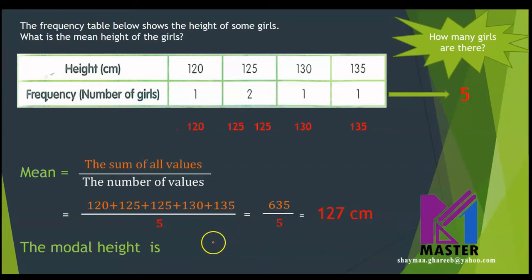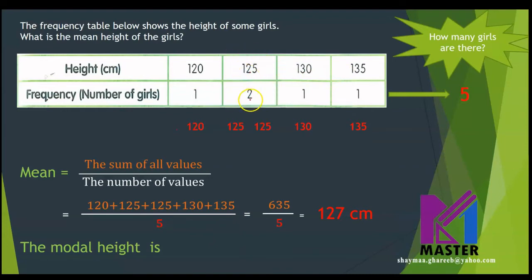What about the mode height here? Do you remember the mode? It's the same as mode, which means the most repeated value. So which of these numbers or which of these heights is most repeated?